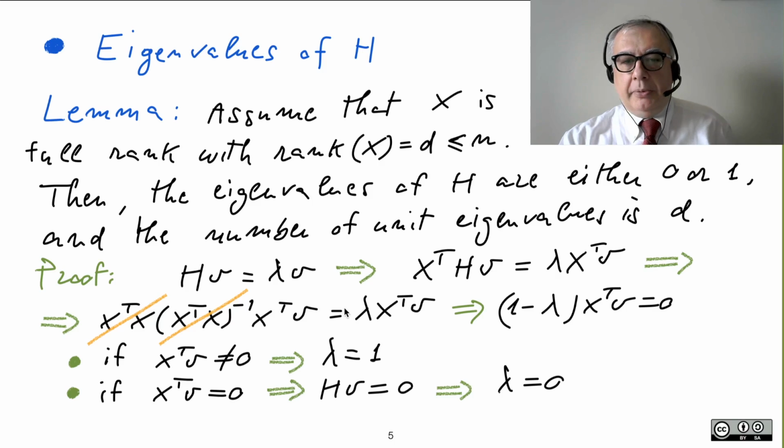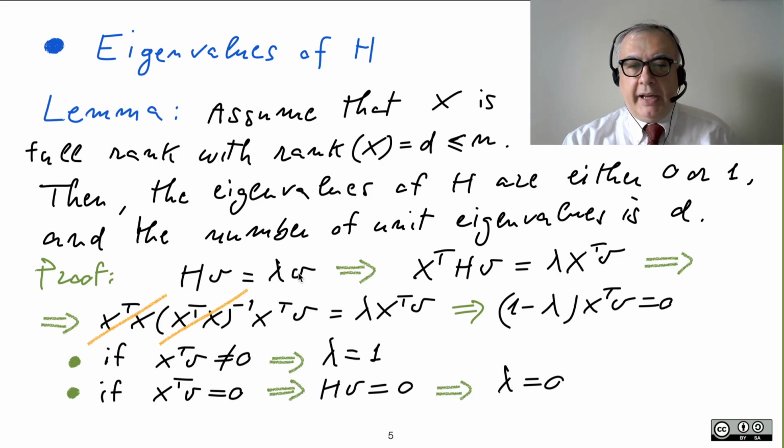The proof is simple. Let's take an eigenvalue lambda with its eigenvector v. So we can write this relationship. Then we pre-multiply both sides by X transpose, and we get this. Just remember the expression for H, plug it in here, and you get this. There is a simplification. So you get X transpose v equal to lambda X transpose v, that is, 1 minus lambda times X transpose v equal to 0.